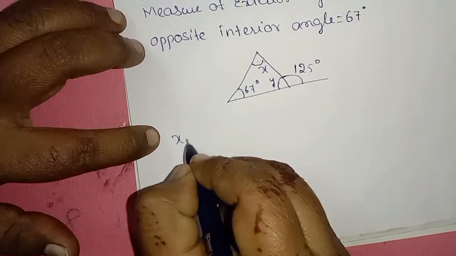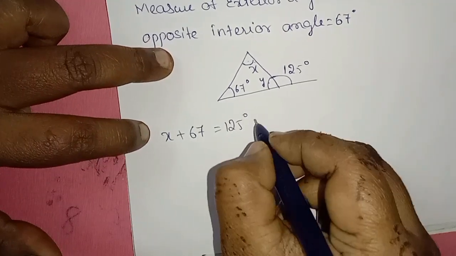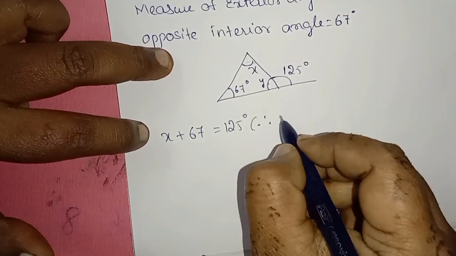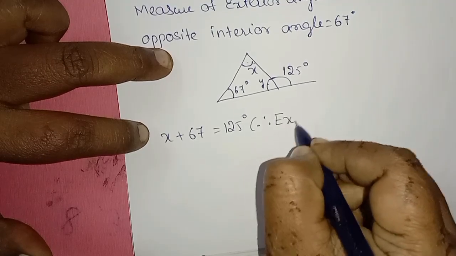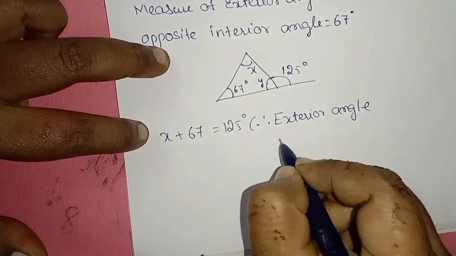So x plus 67 equals 125 degrees. As per which property are we applying? Exterior angle property.